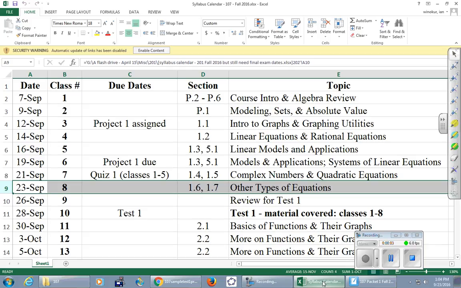Okay, welcome back. Happy, what's today? Friday. Happy Friday. Today, class number 8, we are talking about solving other types of equations.